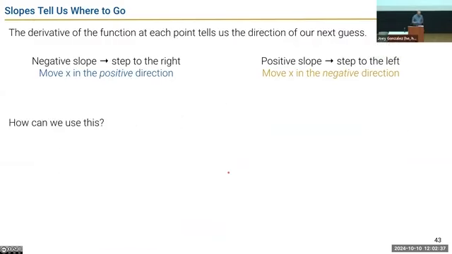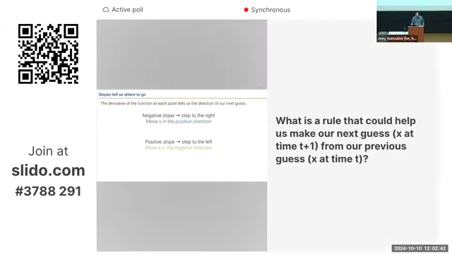So how can we use this? Slide up. Write down gradient descent. What's the algorithm?